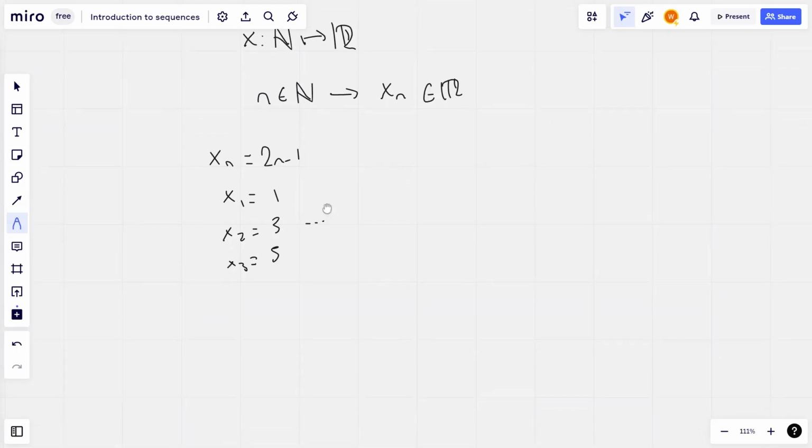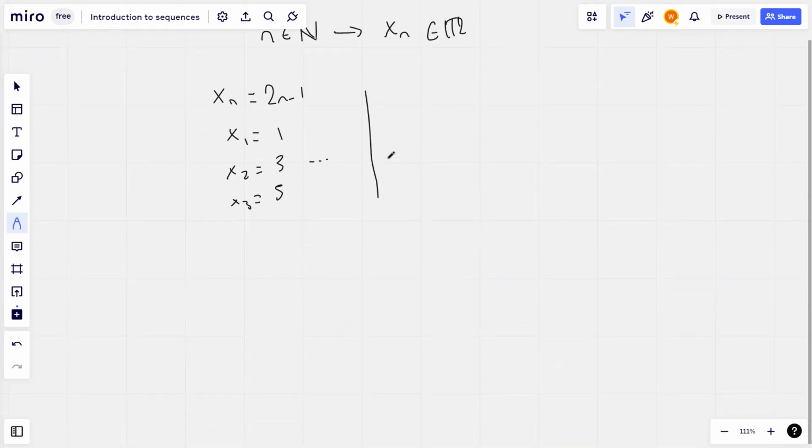We may also define sequences recursively, so we may say xn is equal to n times xn minus 1. In this case, let's have the initial condition that x1 is equal to 1. So x1 is equal to 1, x2 is equal to 2 times 1, which equals 2. x3 is equal to 3 times 2, which is equal to 6, and so on.